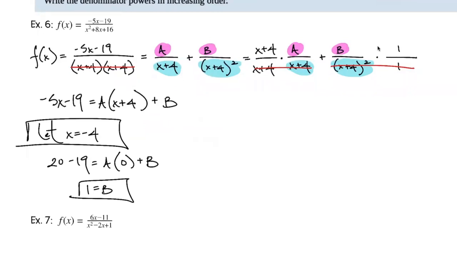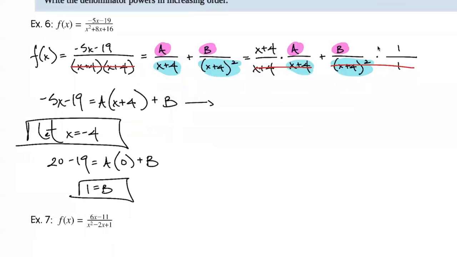You have a few choices here. I think that one thing you could do, let's take a moment and see what it would be like if we wrote a system of equations. I think we did yellow and red last time, right? So -5x minus 19 equals ax plus 4a plus b. What two equations could we write from here? You could do -5x equals ax, and then -19 equals 4a plus b.